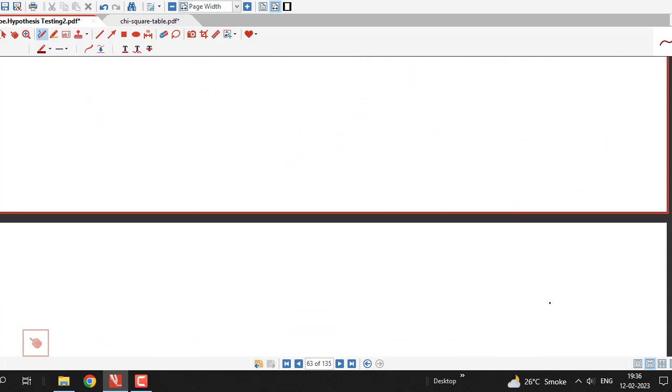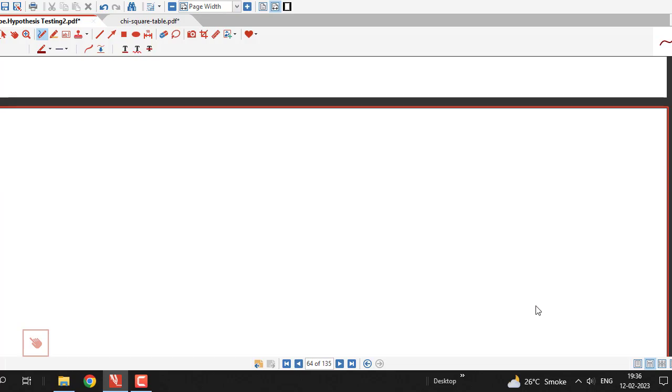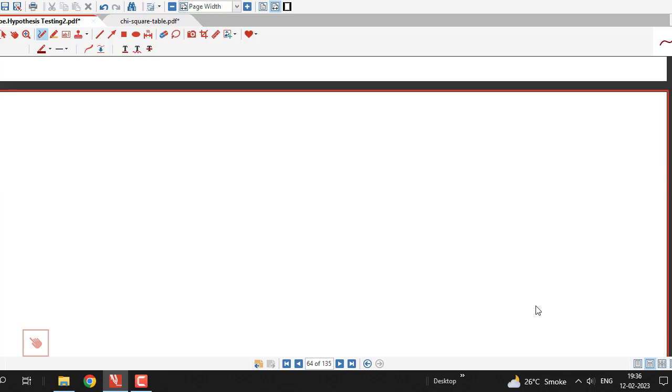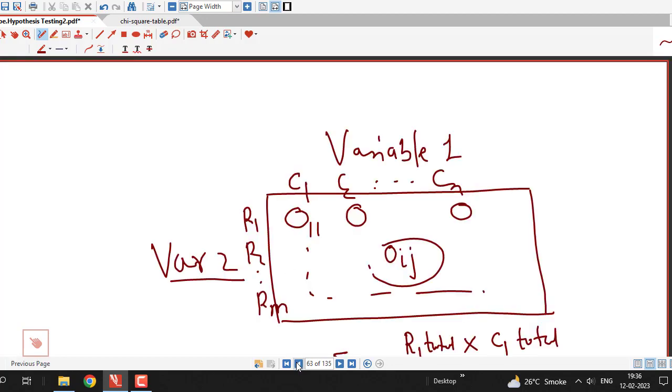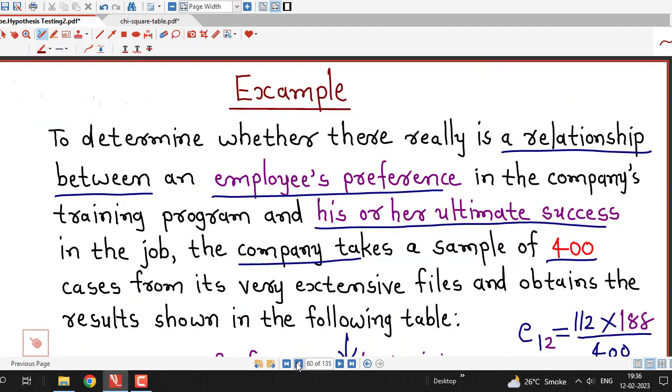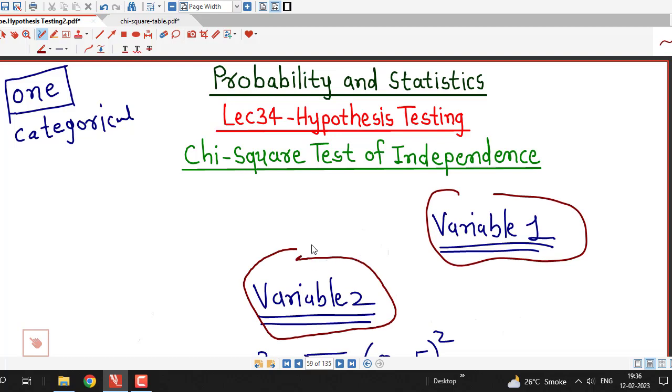So this is a very easy test. It is known as the chi-square test of independence of attributes or independence of variables. Using this test, we can decide whether there is any relationship between two variables or not, or we can test the hypothesis that two variables are independent using given sample data, which is always in terms of observed frequencies. So this is all about this session.